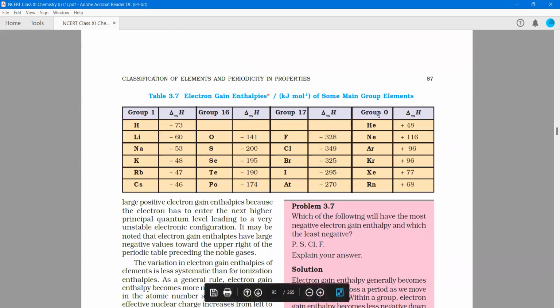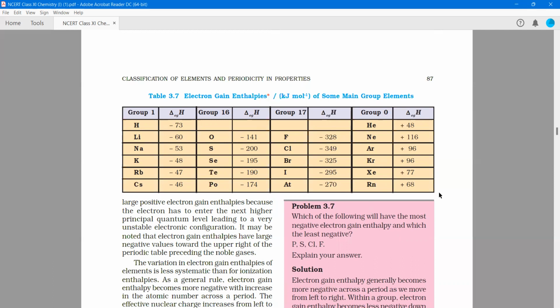So here are the electron gain enthalpies of some of the elements. As you can see from group 1 also, when you are going down the group, size is increasing, and hence the electron gain enthalpy also decreases, and a similar trend is followed everywhere. But when we are going from left to right, the size is decreasing, and hence the electron gain enthalpy will become more and more negative.